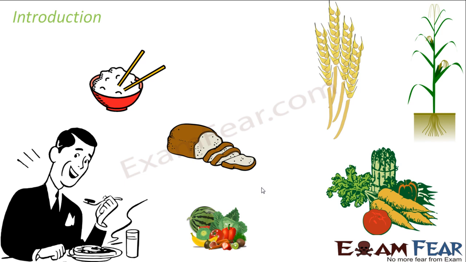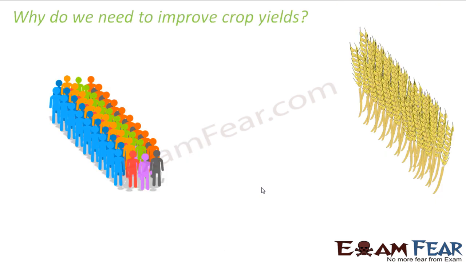So in this lesson, what we will be trying to know is how can we improve the food resources? That means how can we improve the way in which the crops are cultivated so that we get the best quality of food and the best quantity of food. Now, why are we studying this lesson? That is the agenda of the next slide.